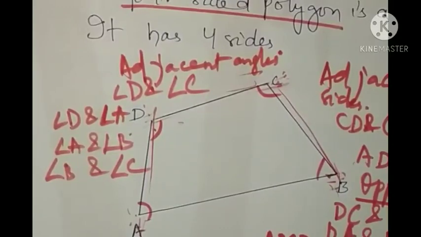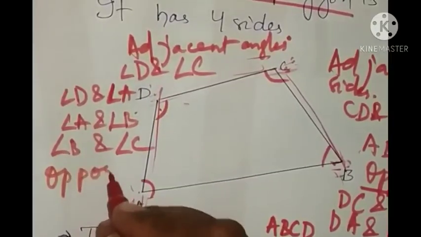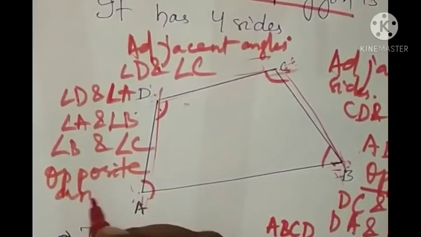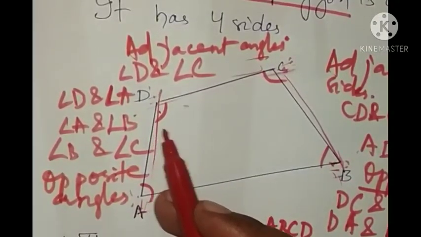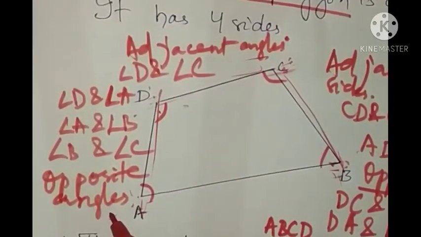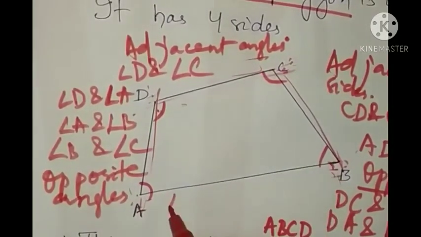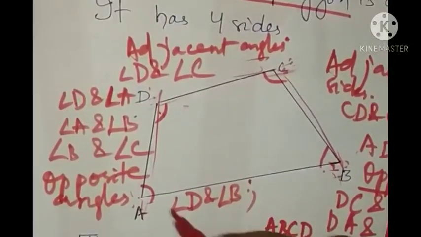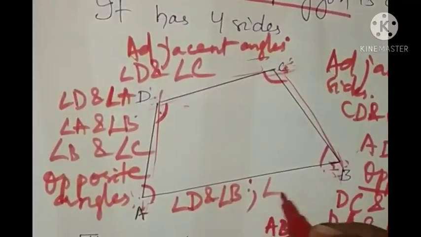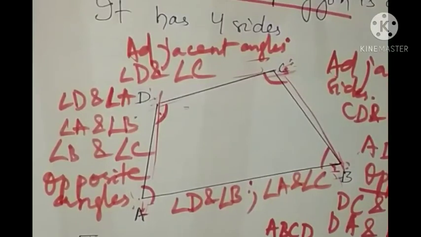Next is opposite angles. Opposite means those are not present on the same side. Look at D and B. Angle D and angle B are opposite angles. Another pair of opposite angles is angle A and angle C. Okay, so this is about quadrilaterals.